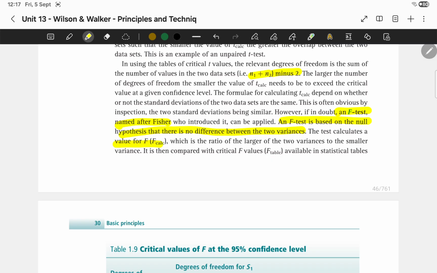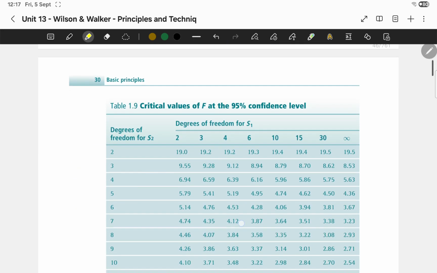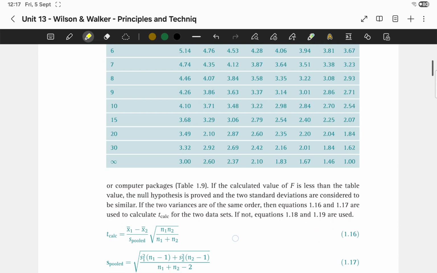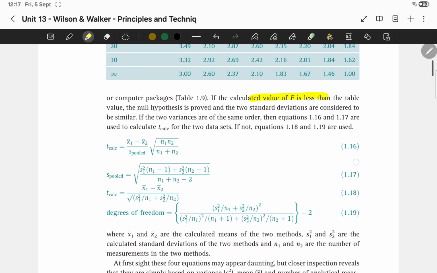This calculates the value of F, which is the ratio of the larger of the two variances to the smaller variance. Compare with the critical value available in the statistical table, the critical value of F at 95% confidence. So there are some formulas. We calculate x1 minus x2, and S pooled. Okay, S pooled, how is it found? It is this. T calculated, and we are finding T calculated.